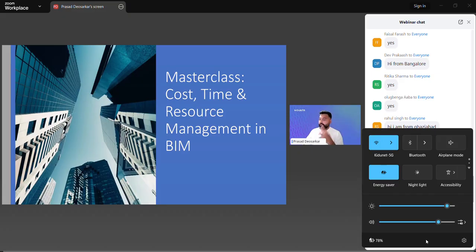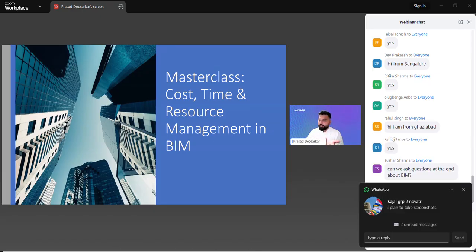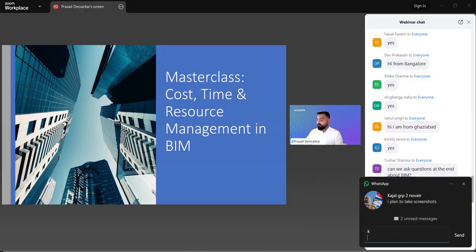We'll be talking more on cost, time, resource management in BIM. What is the importance of cost, time, and resource management using BIM? What are the different tools that we use? And what is this whole thing about cost, time, and resource management? Why is it so important?